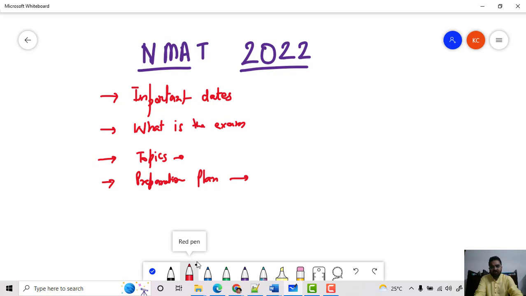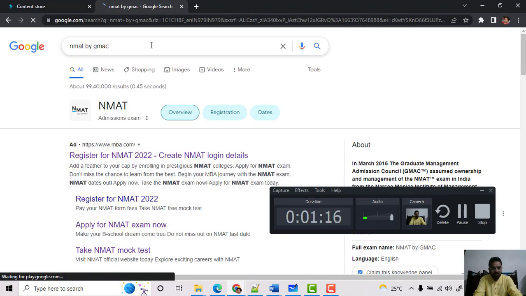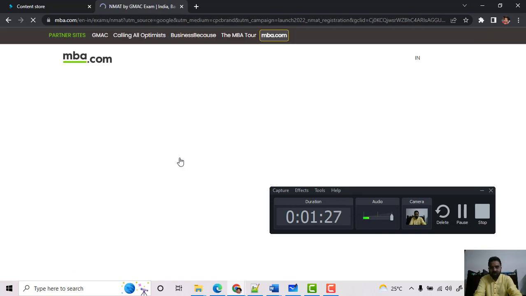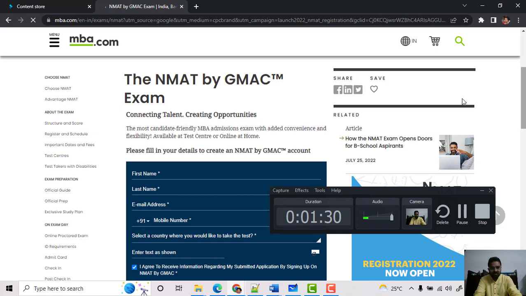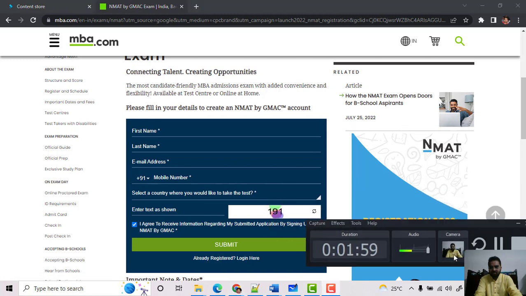So first of all, we have to search NMAT by GMAC on Google. You'll come across this first site, www.mba.com, register for NMAT 2022. This is NMAT's official registration website. You can create the account for NMAT by GMAC here. These are the details, pretty simple. You have to give your mobile number and other details. There's an advantage of doing this, something which you'll get also, and I'll talk about that as well. So it is a simple process of registration. We are quite familiar with this kind of process.